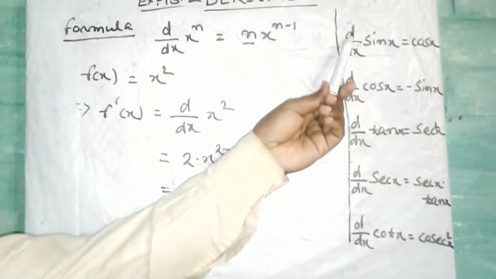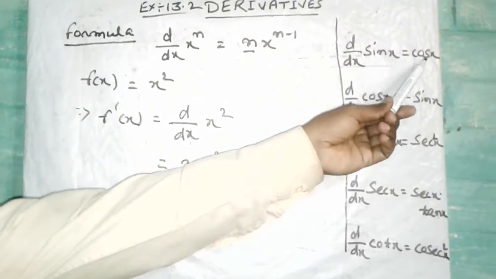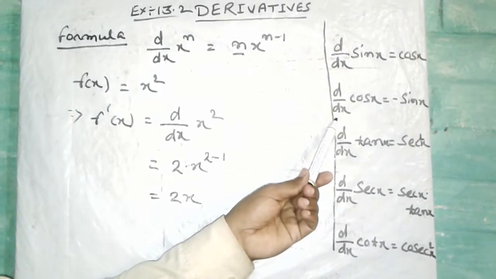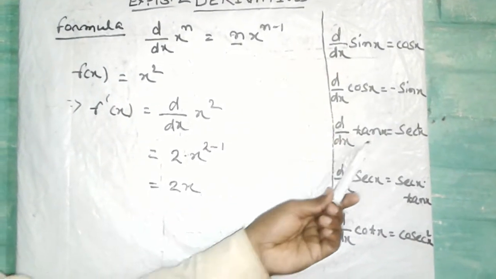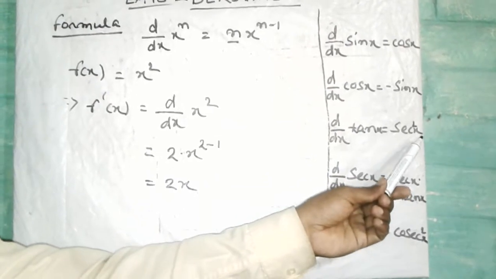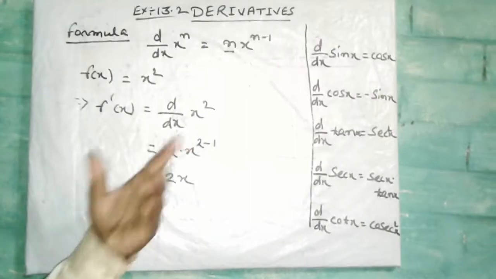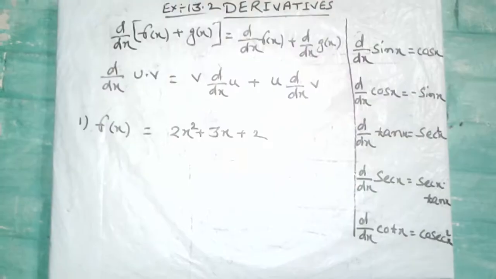There are some important formulas which we have to memorize. If the derivative of sin x is there, then we have to write cos x. If the derivative of cos x is there, then we have to write minus sin x. If the derivative of tan x is there, then we have to write sec square x. And certain more formulas are there in your book which you will have to apply or memorize.